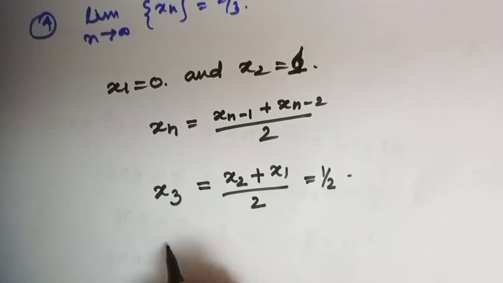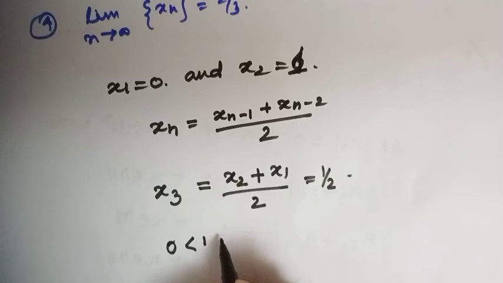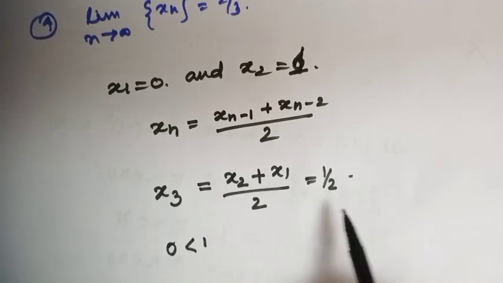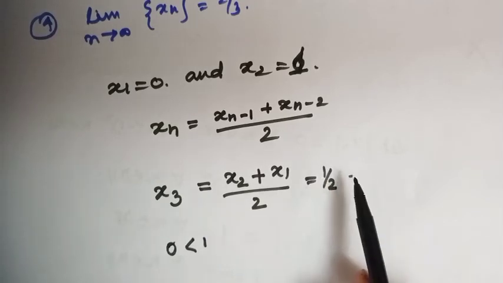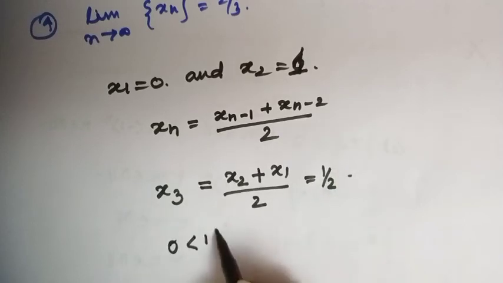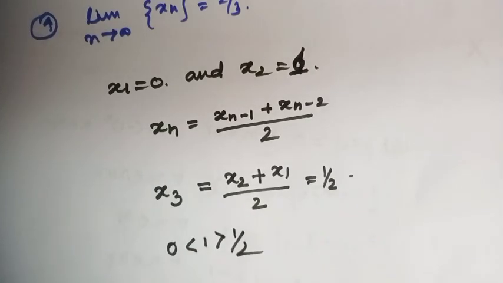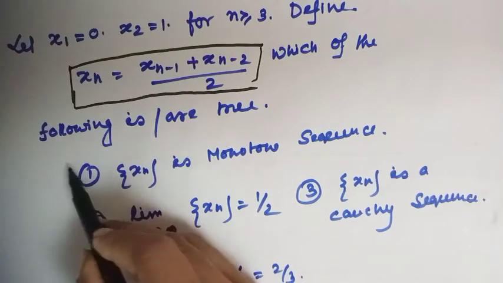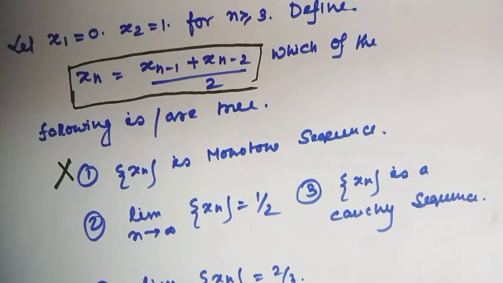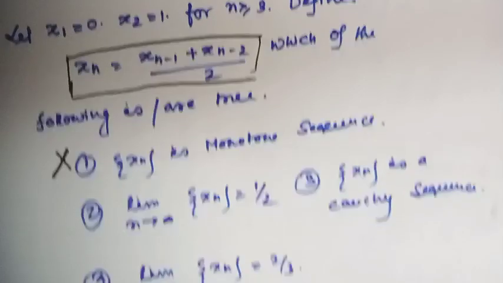Then I will get 0 less than 1, but here the condition breaks because 1 greater than half. So this sequence cannot be a monotone sequence. Are you getting my point? Okay. So option 1 is the wrong option. Okay. Let's see the other option.